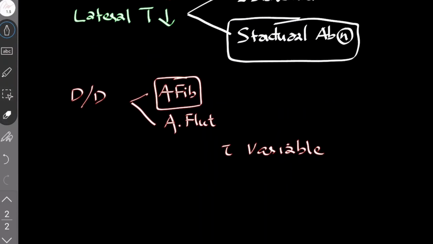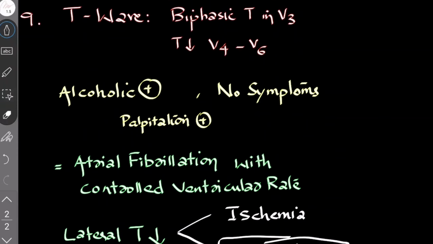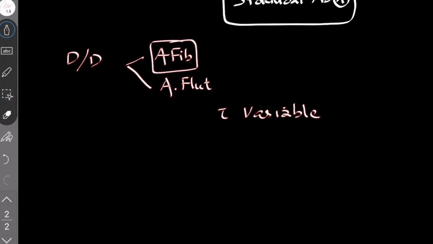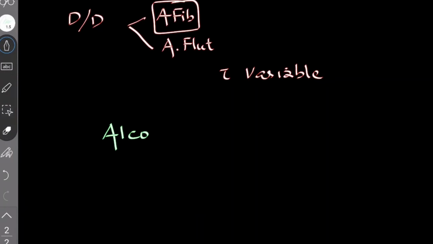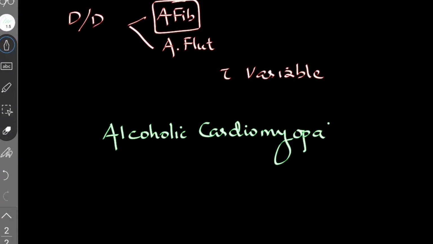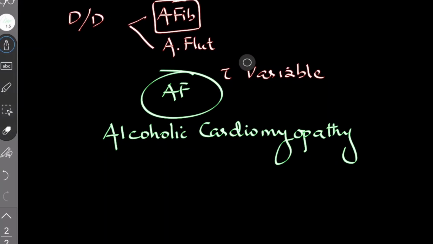So we should understand finally that since the patient is an alcoholic patient, it can probably be due to alcoholic cardiomyopathy. We can diagnose it as alcoholic cardiomyopathy, and the AF is maybe due to the alcoholic cardiomyopathy. So thank you.